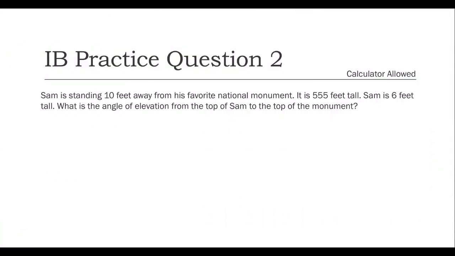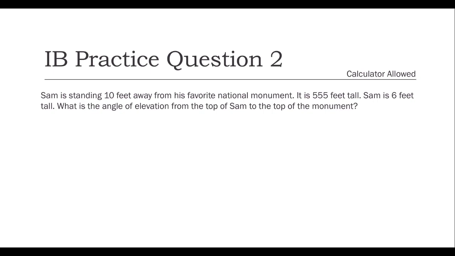Now we have our second IB practice question where the calculator is also allowed. It says Sam is standing 10 feet away from his favorite national monument. It is 555 feet tall. Sam is 6 feet tall. What is the angle of elevation from the top of Sam to the top of the monument?